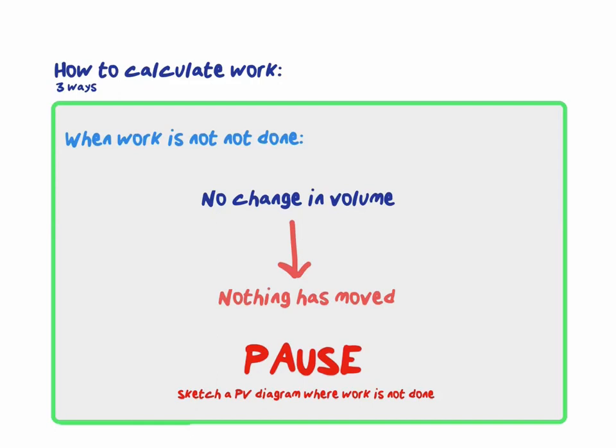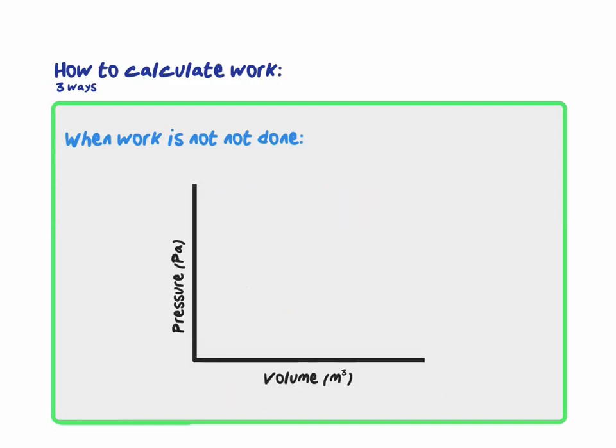So hopefully you were able to draw a straight vertical line. This is the only way to have an initial point and a final point in which there is no change in volume. In other words, they have the same x value and two different y values. This is why I call this a PV diagram.